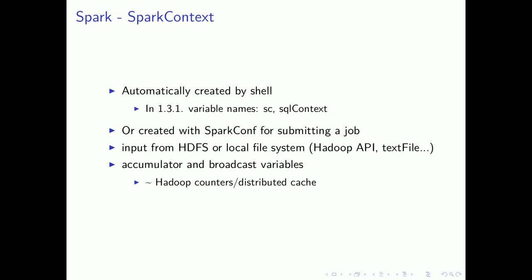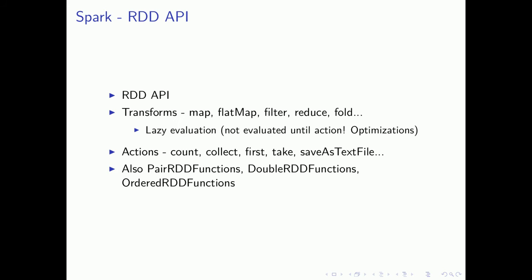Via that Spark context, you can also get your input. And you have accumulators and broadcast variables, which are sort of like the counters and distributed cache in Hadoop. So that's all off the Spark context. Then the RDD API, again, you have transforms, flat map, filter, all those things are there. Lazy evaluation, nothing happens until you do an action. And then the actions, count, collect, first. We'll see some of those.